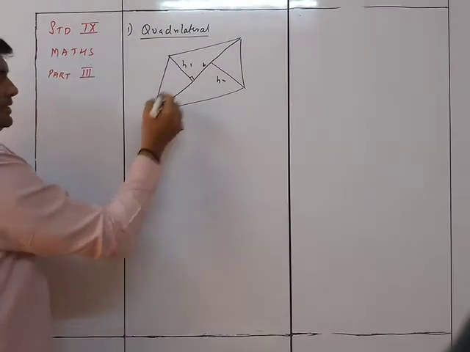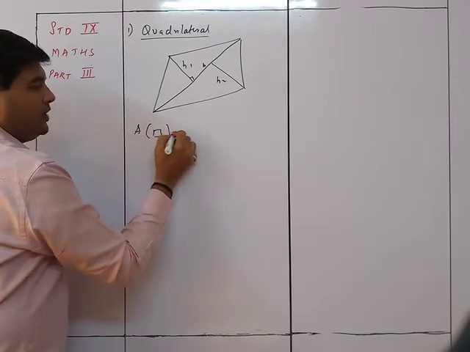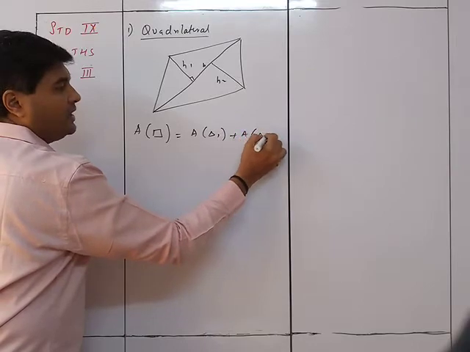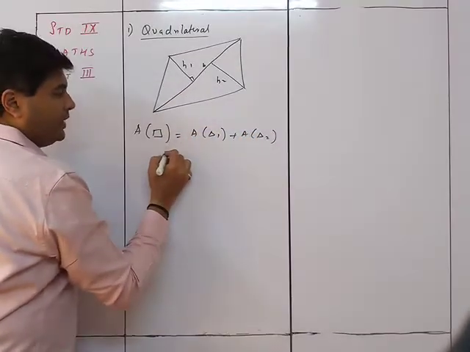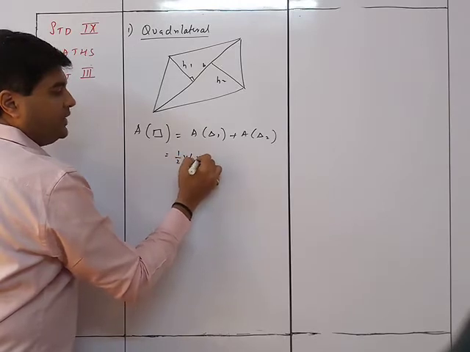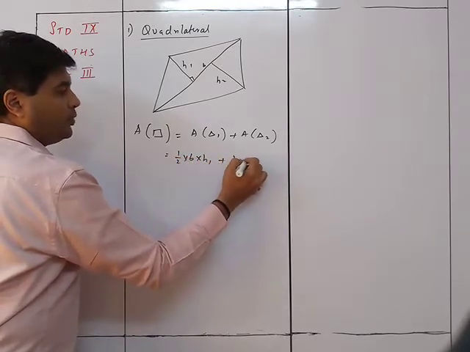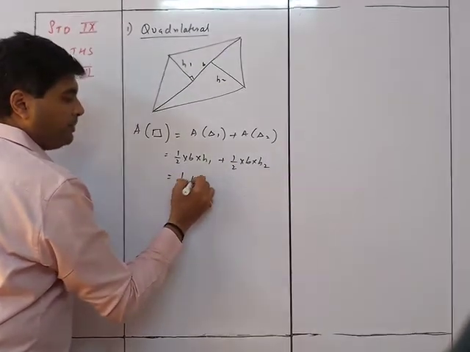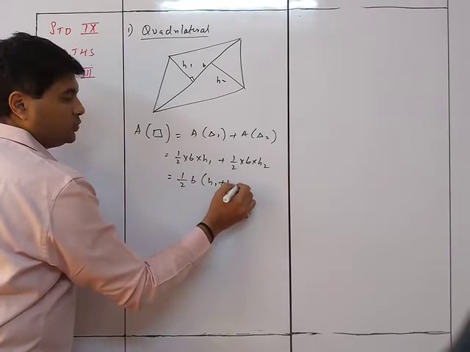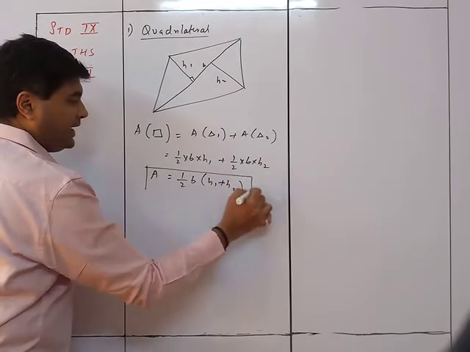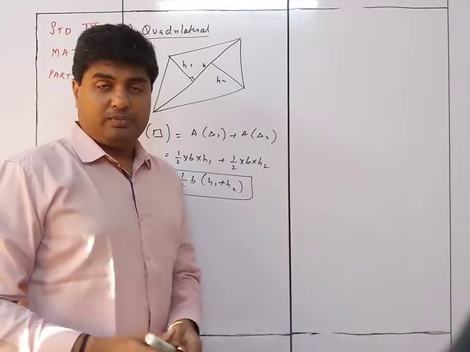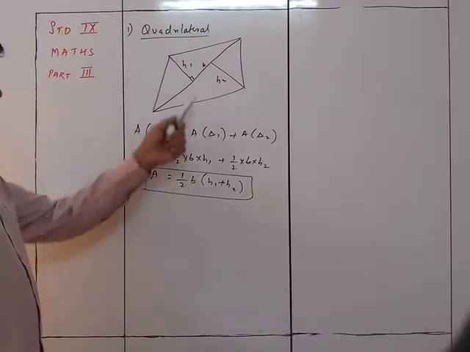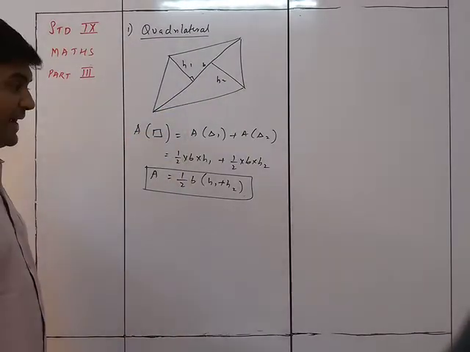So accordingly, the area of quadrilateral will be equal to area of triangle 1 plus area of triangle 2, which is nothing but half into base into H1 plus half into base into H2. Base is the same in both the cases, half is also there. So that will be half base into (H1 plus H2). So this could be the formula for the area of an irregular kind of a quadrilateral which has different heights of different triangles.